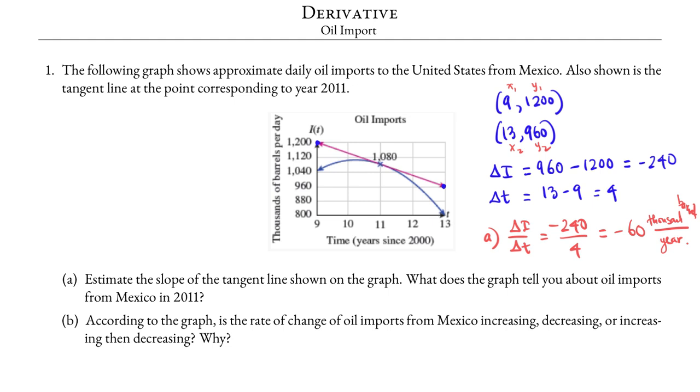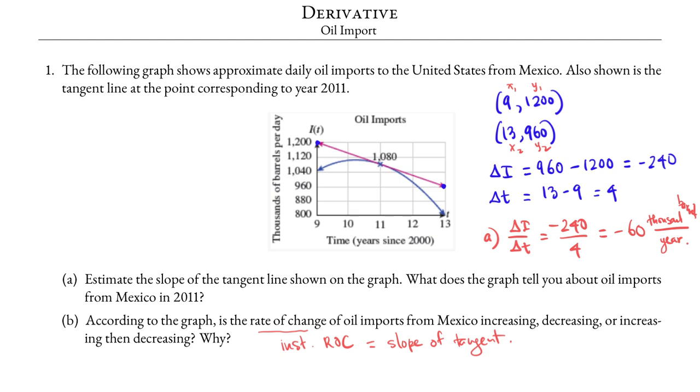For part B, according to the graph, is the rate of change increasing, decreasing, or increasing and then decreasing? To answer this question, we would trace the rate from the left to the right. Note that the question does not ask for the oil imports, but the rate of change. And the rate of change, by definition, is the instantaneous rate of change. It is the slopes of the tangent line.